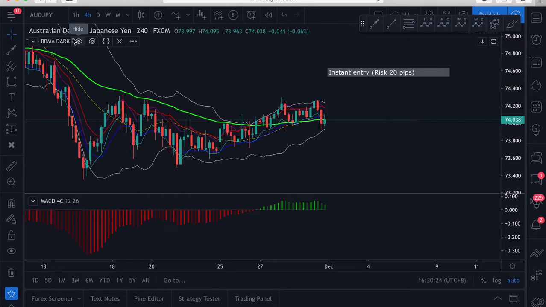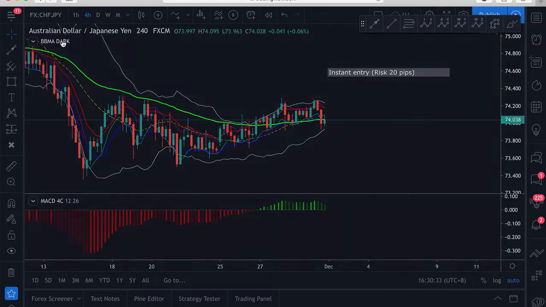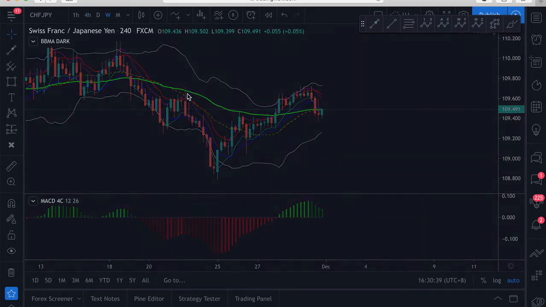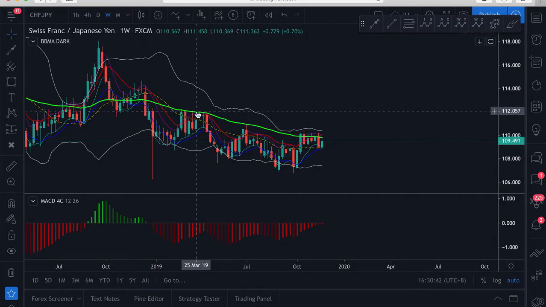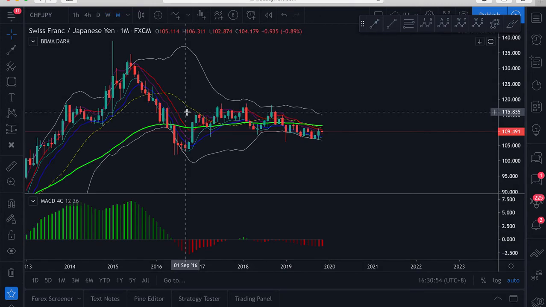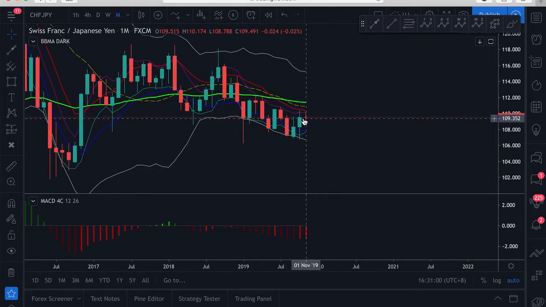The next pair that we want to look at this week will be CHF JPY. Okay, CHF JPY, we look at weekly time frame first. Okay, on weekly, currently price is at the buy zone, but the BB is also quite flat, so we want to look at the higher time frame. That's why if sometimes you look at the BB and it's flat, we need to immediately check the higher time frame.